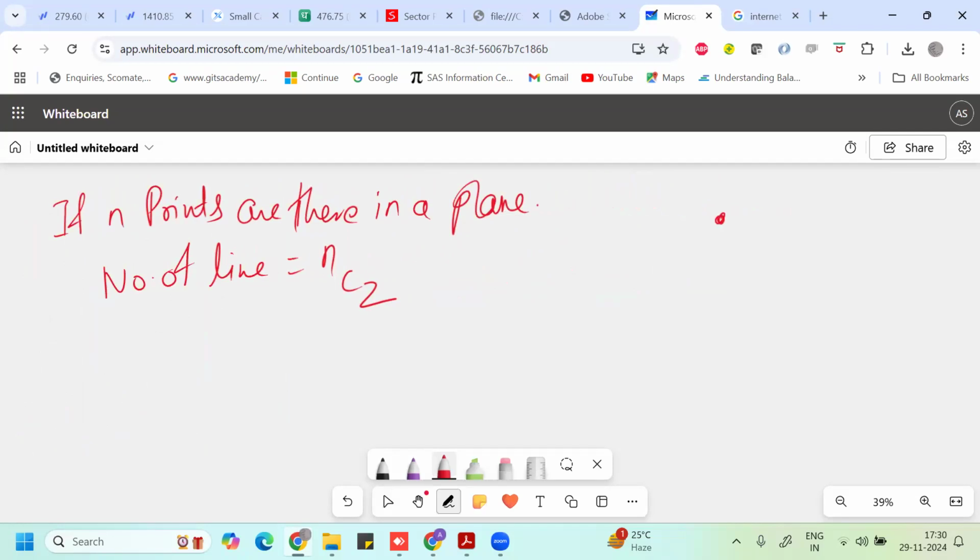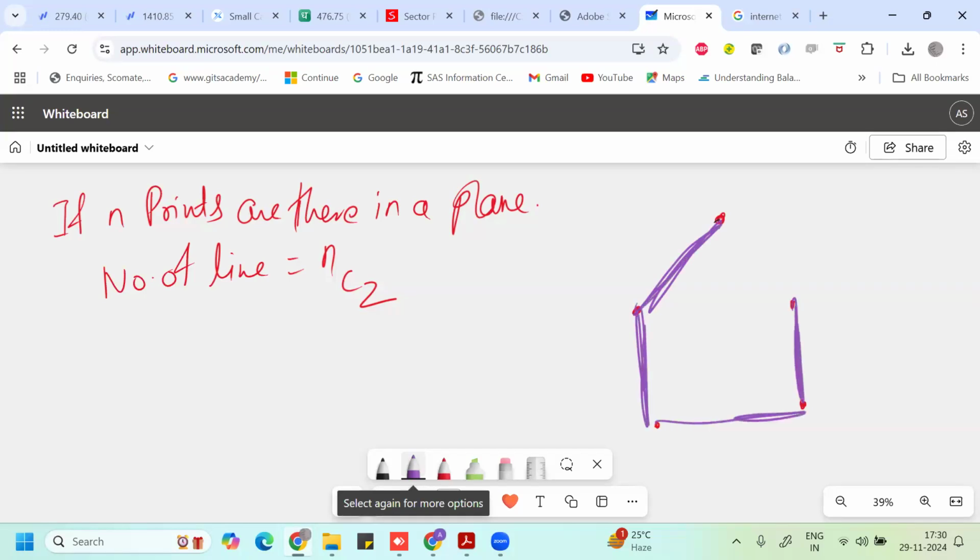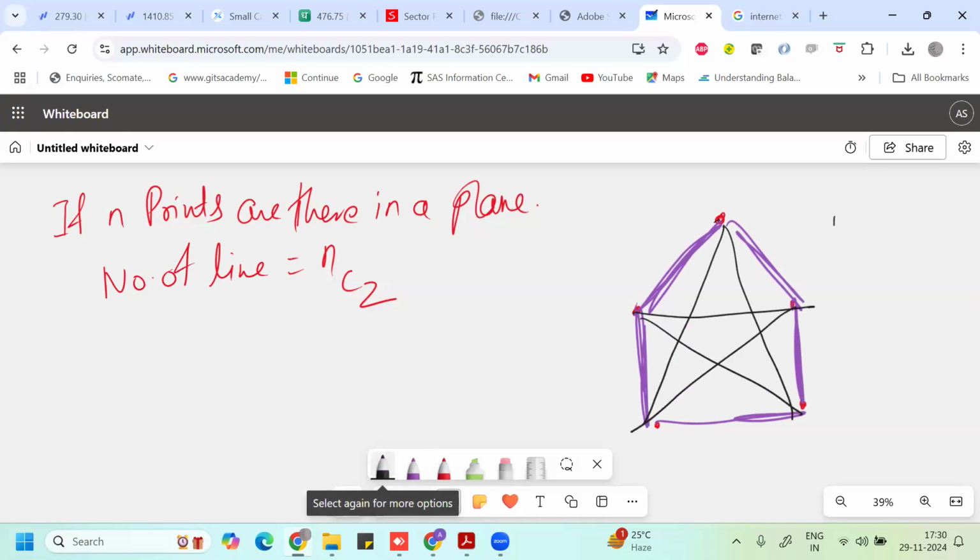Guys, suppose 5 points are there. How many lines can I draw? One, two, three, four, five. Five lines. Then six, seven, eight, nine, ten. Total 10 lines can I draw. Are you getting it? So if 5 points are there, I can draw 10 lines.